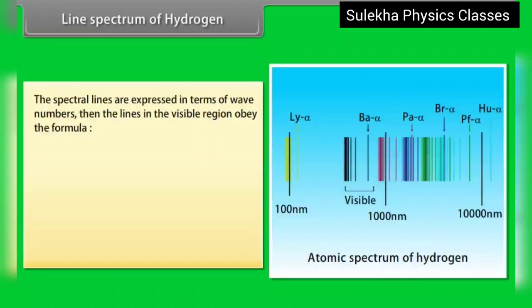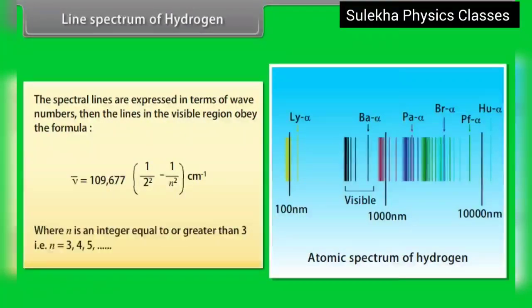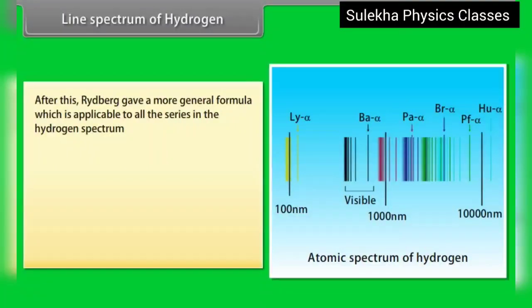The lines in the visible region obey the formula: wave number is equal to 109677 × (1/2² − 1/n²) per centimeter, where n is an integer equal to or greater than 3, that is, n is equal to 3, 4, 5 and so on. After this, Rydberg gave a more general formula, which is applicable to all the series in the hydrogen spectrum.